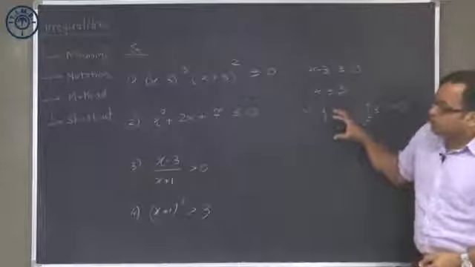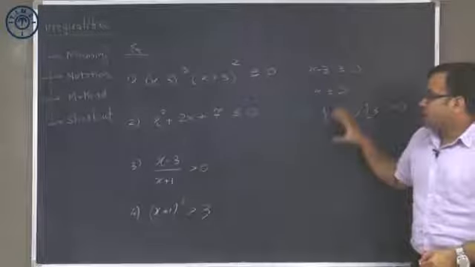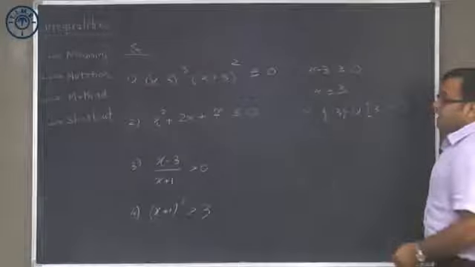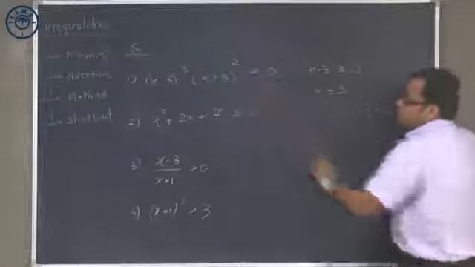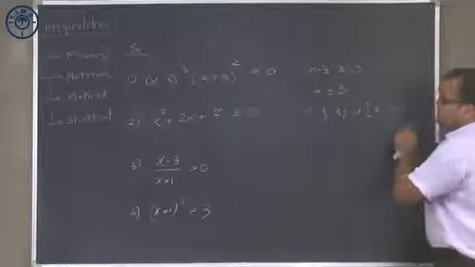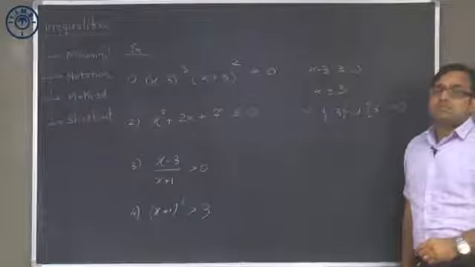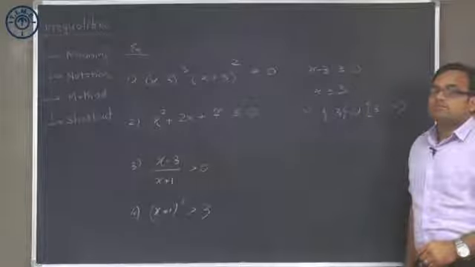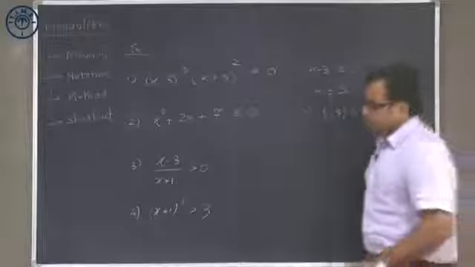You must pause this video, go through this portion again and understand it very clearly. That's number 1. On the other hand, if it was greater than 0, then the answer would have been very simply plus 3 to infinity. This point would not have been included. So that was the first one.